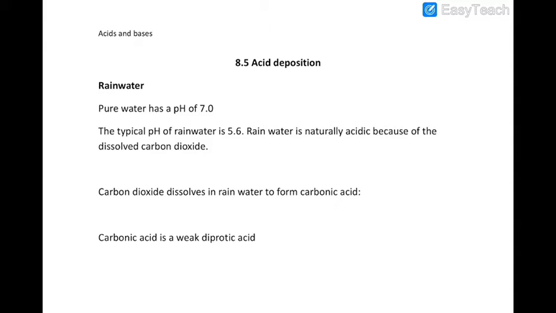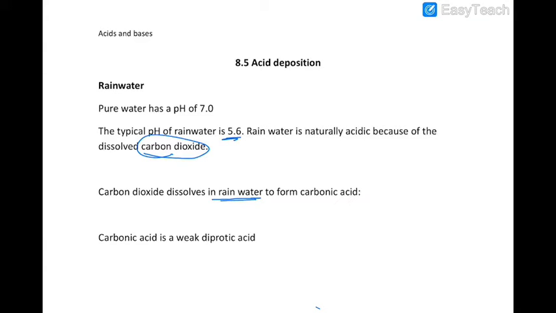Hi, so we're going to be looking at topic 8.5, acid deposition. Normally rainwater has a pH of 5.6. Rainwater is naturally acidic because there's carbon dioxide dissolved in it. Now, carbon dioxide is not considered a pollutant because it is naturally present in air. Carbon dioxide dissolves in rainwater to form carbonic acid.